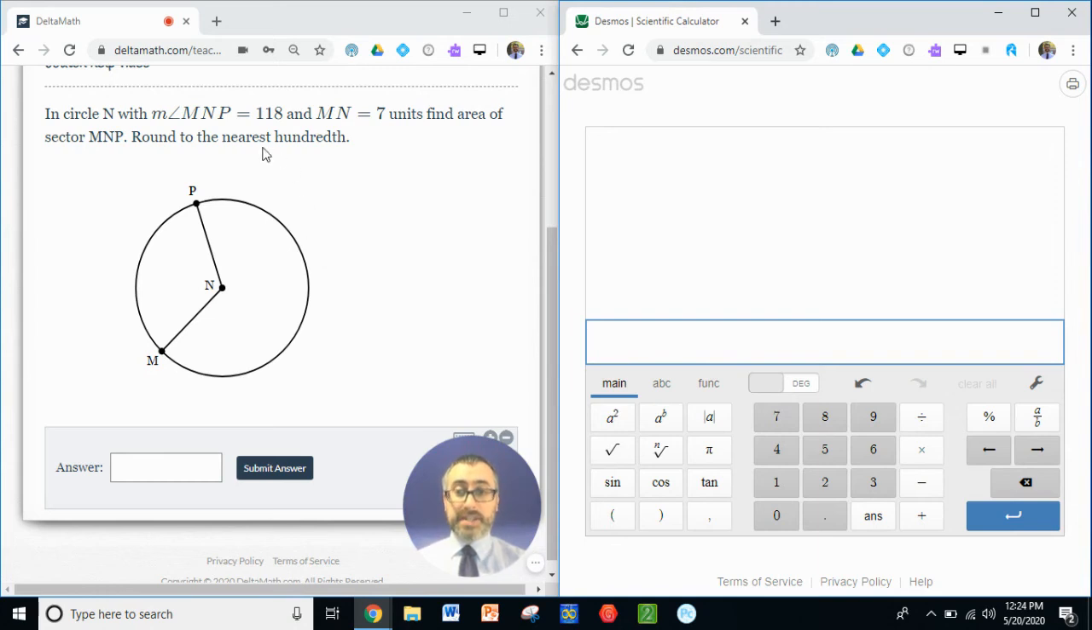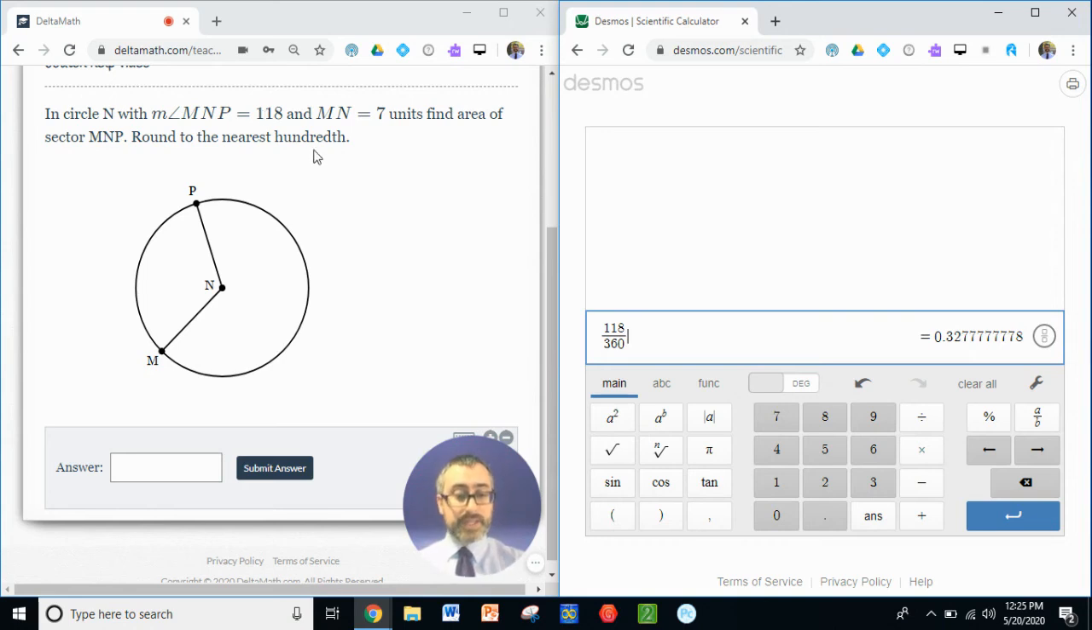The part is the central angle measure, 118, over the total degrees in the whole circle. That's the part. Of means multiply here. And the whole is the area of the whole circle, pi r squared. So I can write in pi, and then my r, my radius, is this length, 7 units, which I need to make sure to square.